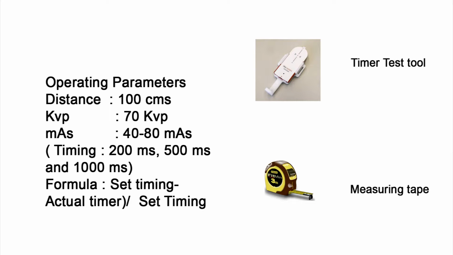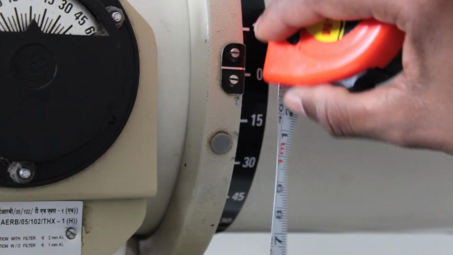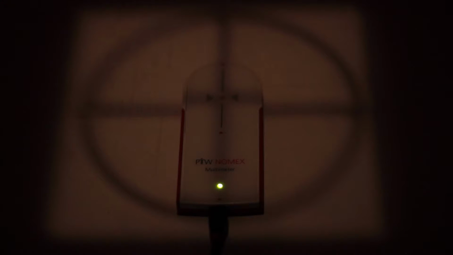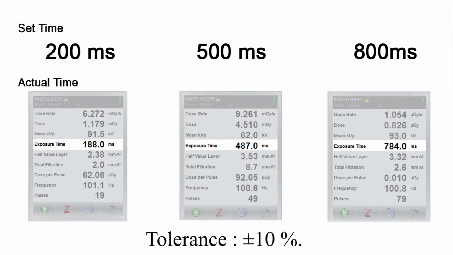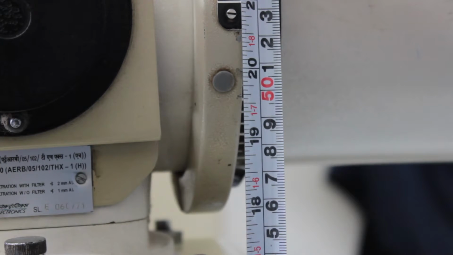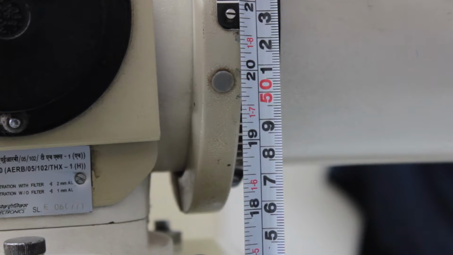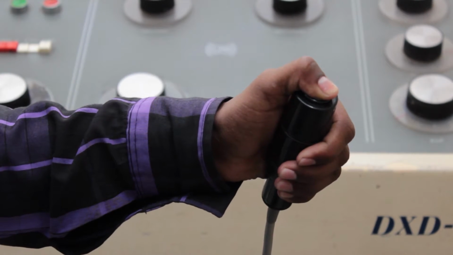Timer test checks the exposure on time. The meter is kept under the X-ray tube at a distance of 100 cm and exposure taken. Tolerance is 10%. Accelerating peak voltage or the kVp test is to maintain the expected voltage. The kVp meter is kept below the X-ray tube at a distance of 40 to 50 cm and an exposure is taken. The tolerance is plus minus 5 kVp.